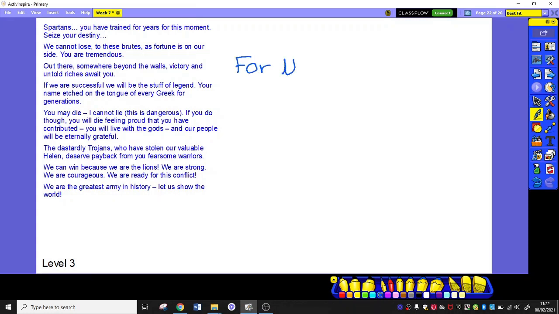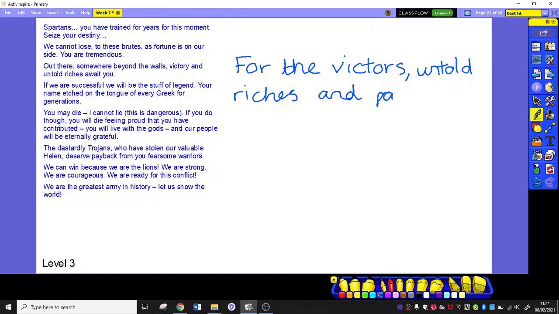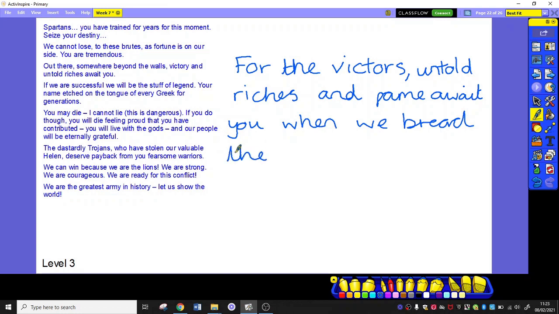For the victors. And I'm not talking about people called Victor, so there's no capital, but for the victors, untold riches and fame await you when we breach the city walls. So there we've got the first three paragraphs, or three sentences really, done of this. And I've used a different method for each one.